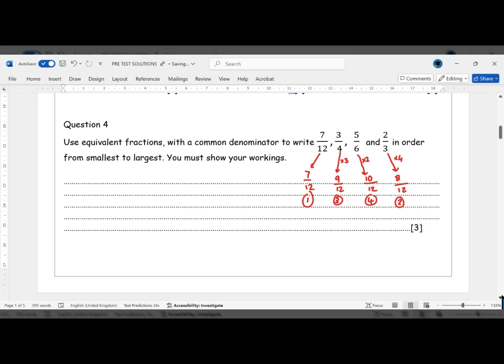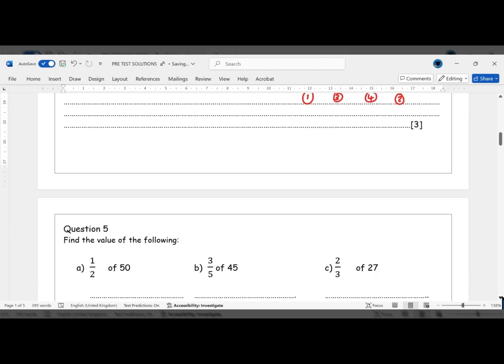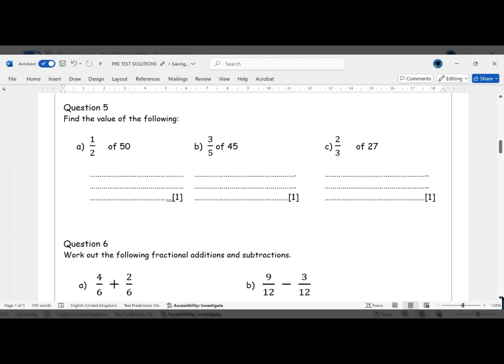On to fractions of amounts. Look, this is your bread and butter. Okay, fractions of amounts, divide by the bottom, times by the top. You've got 25 is your answer there. 27 there. And just to show you what I would do, workings out are important, and I haven't done them there, I would take the number and divide by the bottom, and then take the answer to that and times by the top.